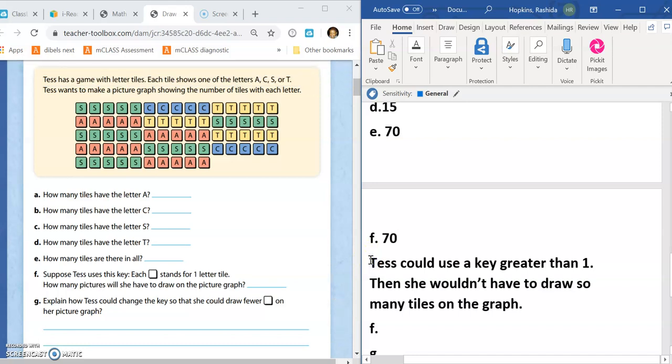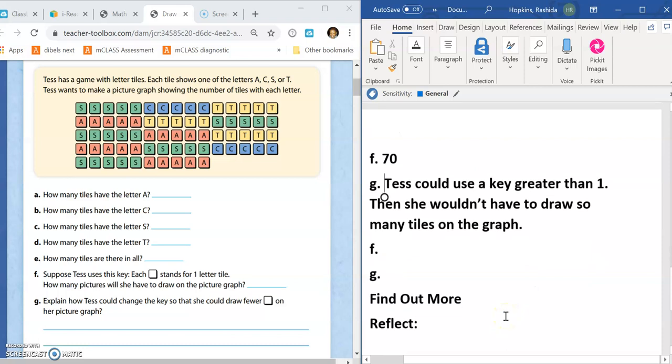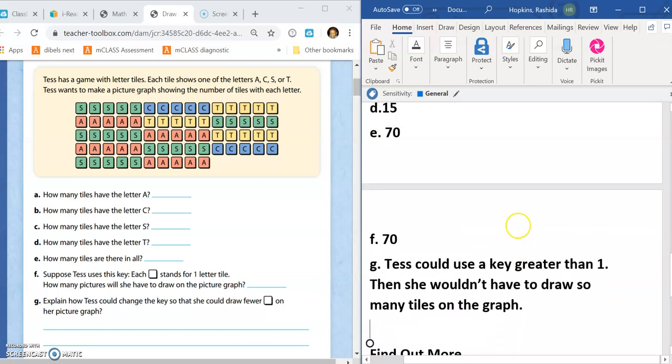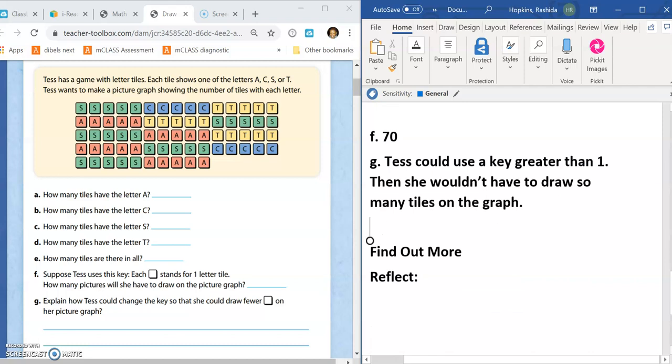And lastly, letter G. Explain how Tess could change the key so that she could draw fewer symbols of a square on her picture graph. An acceptable answer you could have written, Tess could use a key greater than 1, then she wouldn't have to draw so many tiles on the graph.